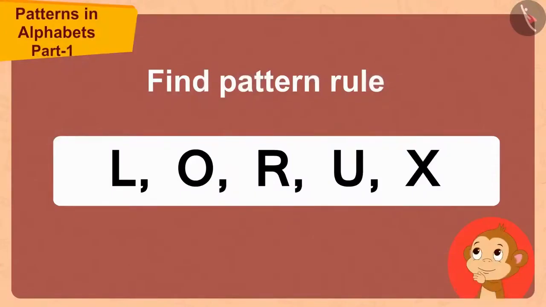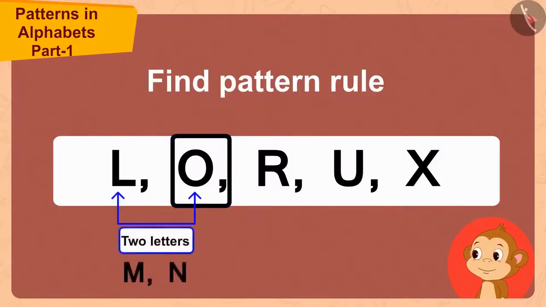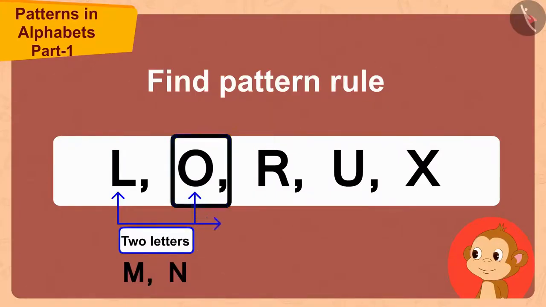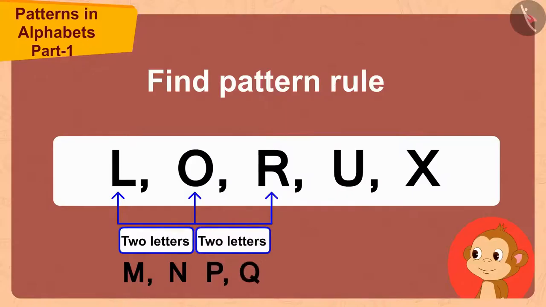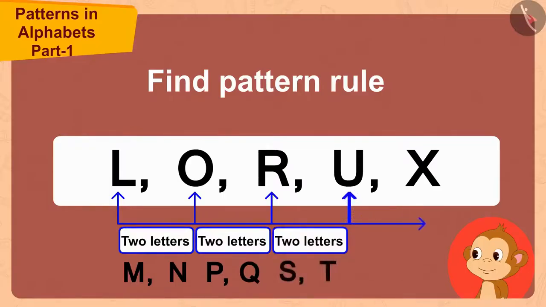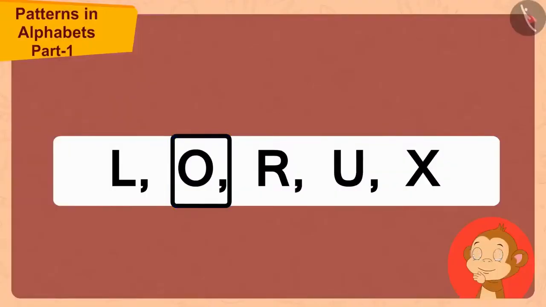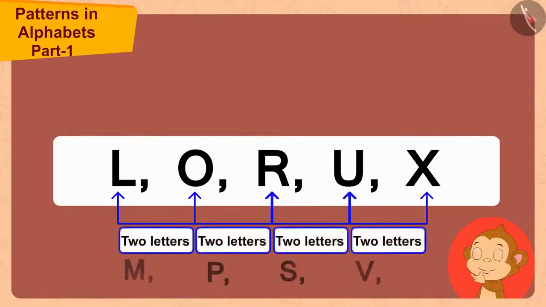The first letter of this pattern is L and the second letter is O. The difference between these letters L and O is of two letters. And how many letters difference is there between these letters O and R? Exactly, two letters. Thus, the rule of this pattern is the difference of two letters between each letter and the letter preceding it. Babban found the rule of this pattern with your help.